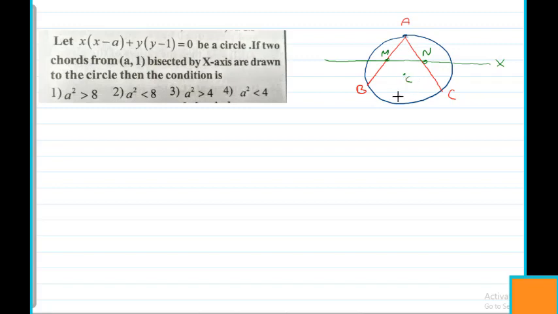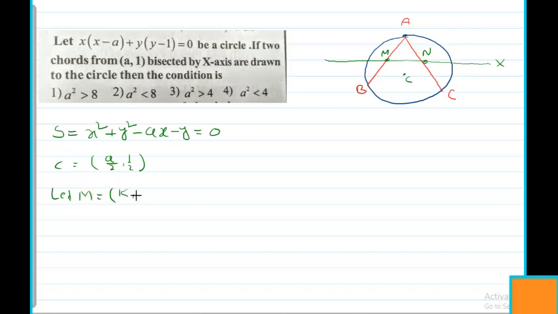Let C be the center of the circle. I want to write the circle equation in standard form. That is S equals x squared plus y squared minus ax minus y equals 0. Its center is (a/2, 1/2). Now this is the x-axis, and every point on the x-axis is (something, 0). That's why let the coordinates of M be taken as (k, 0).